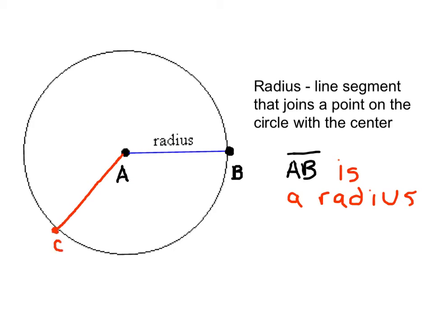So if this point was C, line segment AC or line segment CA, it's the same line segment, is also a radius, just as line segment AR would also be a radius of the circle. It's a line segment that joins a point that is on the circle, like point R, point B, or point C, with the center, and in this case the center of the circle is point A.